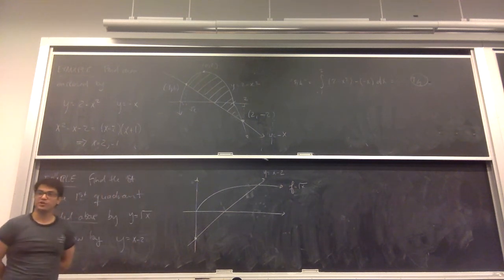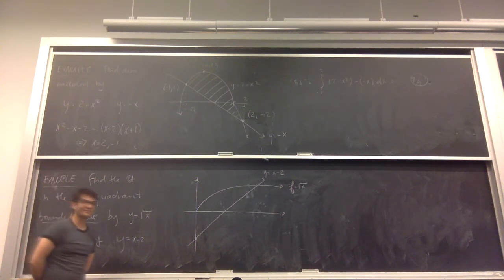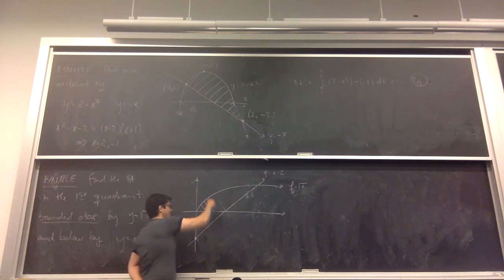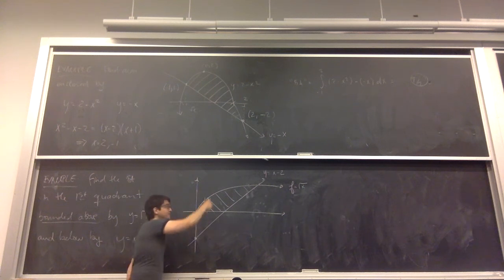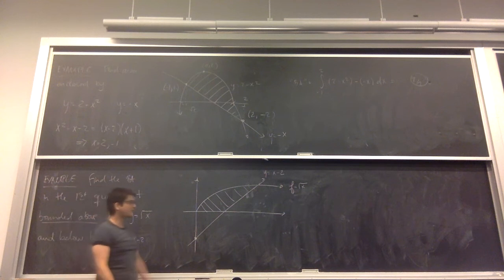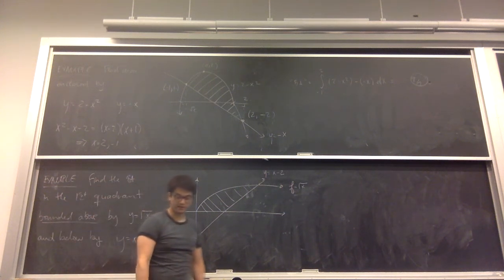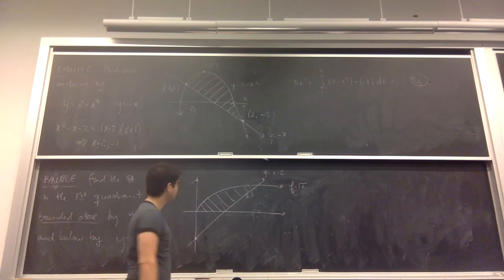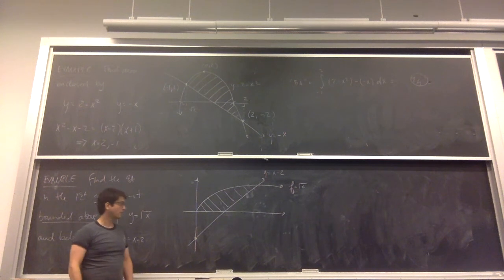Does your picture look something like this? What's the area we want? It's this, correct? You didn't include this, right? Because this is the first quadrant. Okay, good. Now I need to know what integral I'm doing. So where should I stop and where should I start? Start at 0. You sure? I start here? Would that include this area?